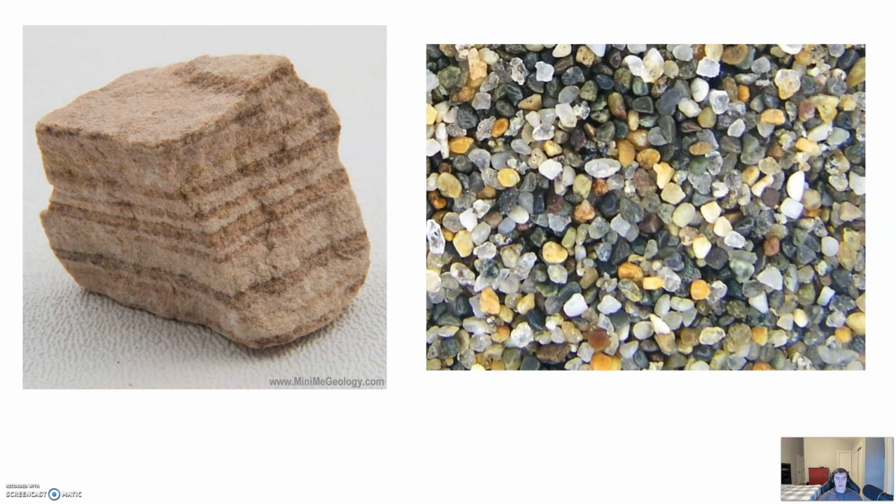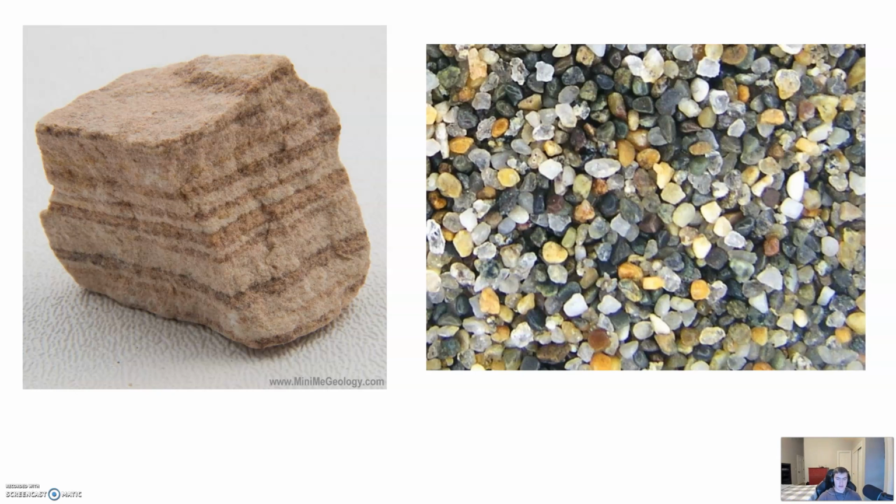Now, what is a sedimentary rock? A sedimentary rock is a rock that has been formed from the compaction and cementation of sediments. Okay, so what's a sediment? A sediment is a fragment of rock that is present due to weathering and erosion. Remember that weathering is the breakdown of rocks, while erosion is the moving of those broken down pieces of rock.